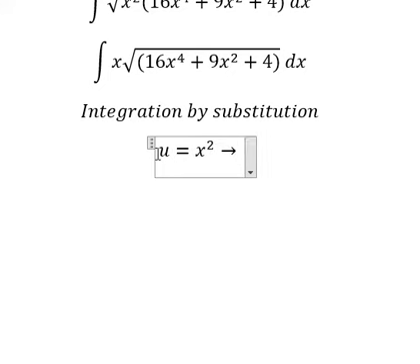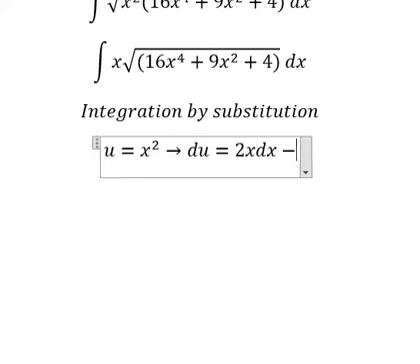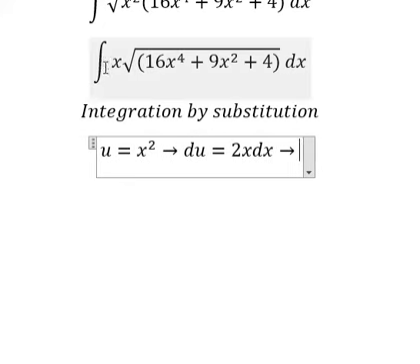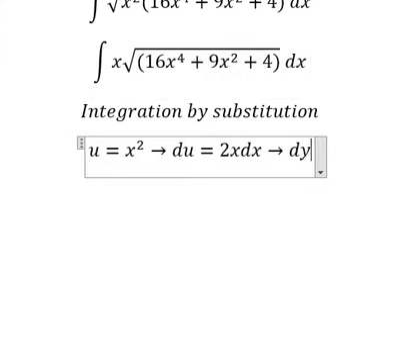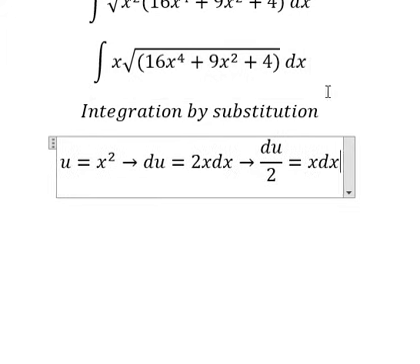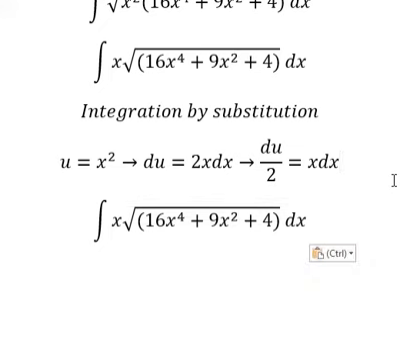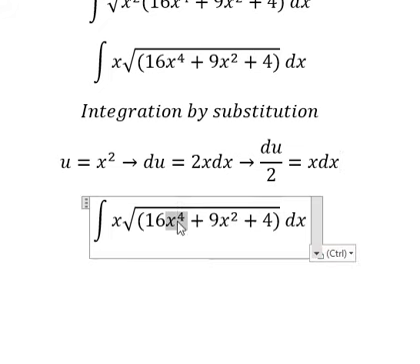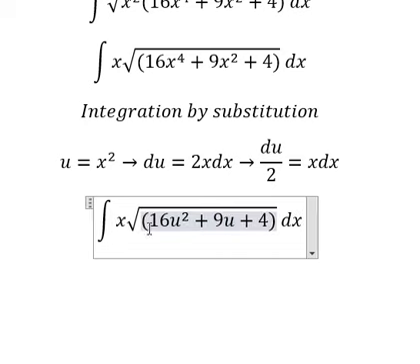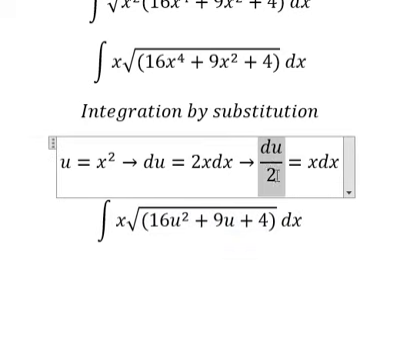Later, we need to first take the derivative of both sides, and we have du. Because we don't have the number 2 in here, we divide both sides by 2. This one we change to u squared. This one we change to u. s ds we change to du over 2.